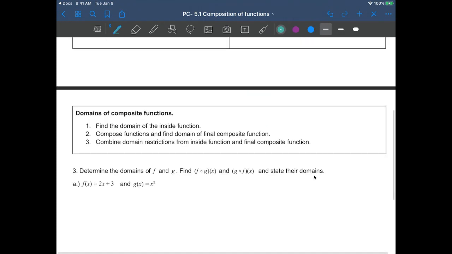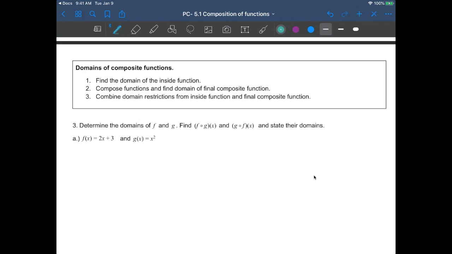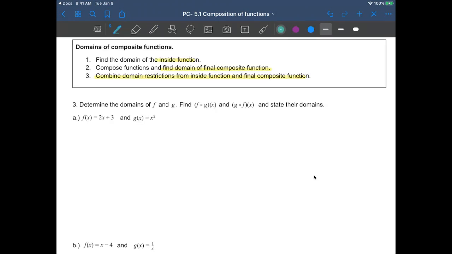Okay? So this time we're going to compose the functions, just the functions themselves, and then we're going to look for their domains. There's some rules for domains. What we're going to do is find the domain of the inside function. Then we're going to look at the domain of the final composite function. And then we have to combine the restrictions. I'll show you what that looks like. For the first one, I'm going to figure out what the domains are first.